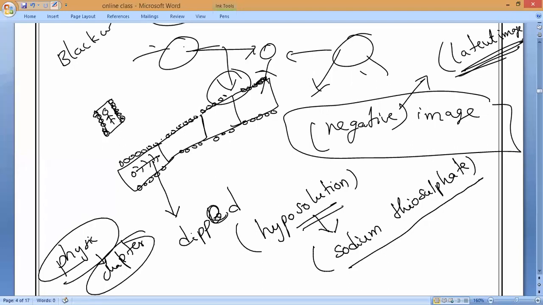For general awareness and NTSE, this is very important. So how can we generate photos from negatives? By dipping in hypo solution, or sodium thiosulfate, it will make a permanent image. Do you understand, everybody? Any doubt? It will produce the permanent image.